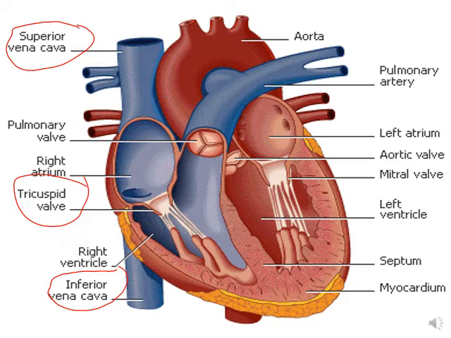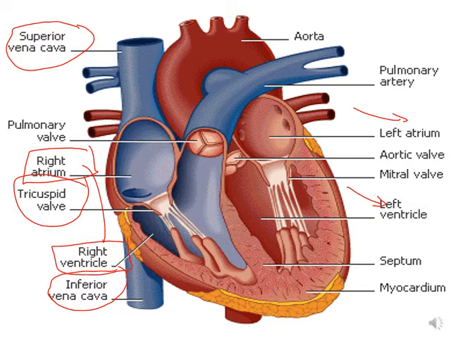Where are the auricles? This is the right auricle, the right atrium as you said. This is the right ventricle. This is the left atrium and this is the left ventricle. So these are the cavities of the heart: right auricle, right ventricle, left auricle, left ventricle. The left auricle is found here, the left ventricle is here, then the right ventricle and the right atrium.